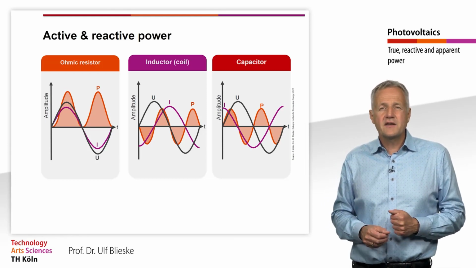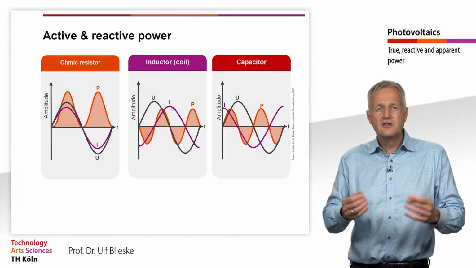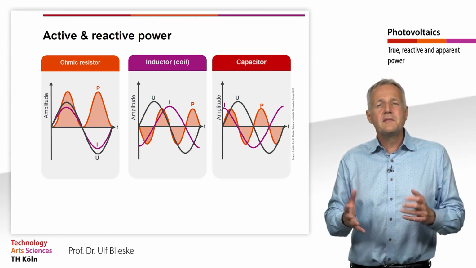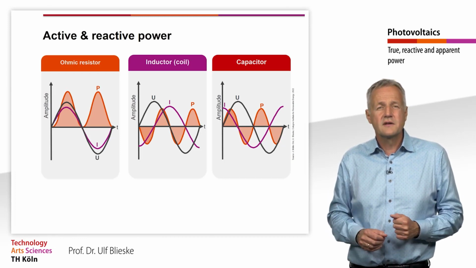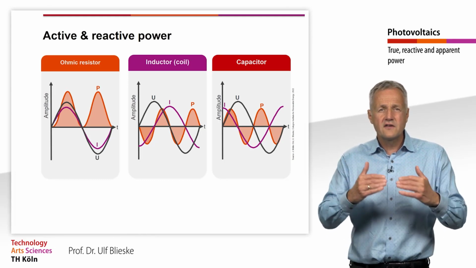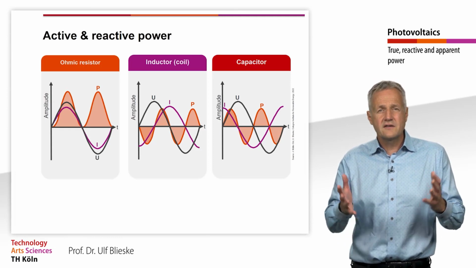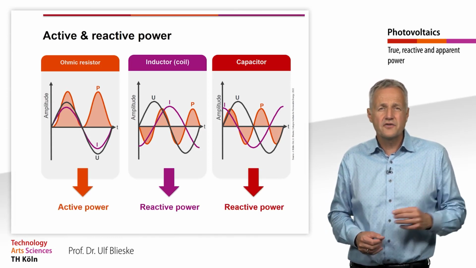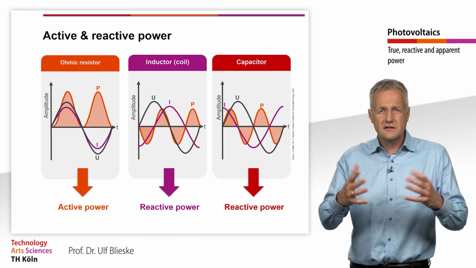This can be explained by the fact that the capacitor and coil each draw energy to build up the electromagnetic field, but then immediately release it again when the fields are reduced. The power that oscillates back and forth in the circuit as the fields build up and decay is called reactive power. In contrast, the power consumed by an ohmic resistor is called active power.